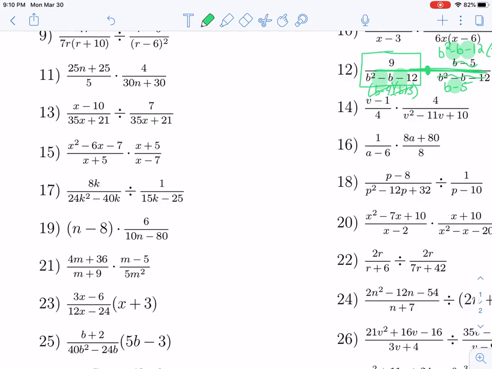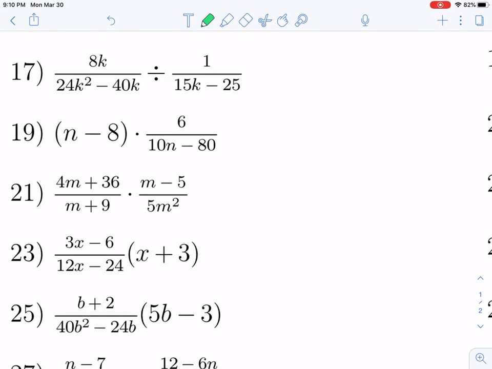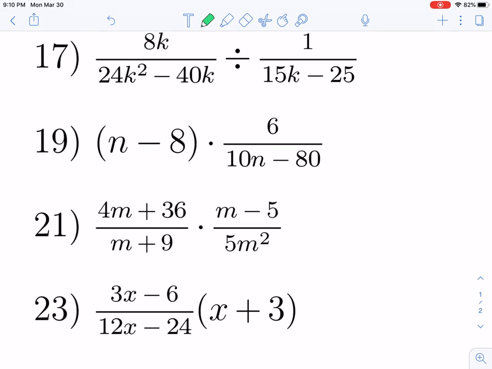Another question I got a lot on was something like 19 or 24, 23, 25. You have n minus 8 times 6 over 10n minus 80. Remember, we can write anything over 1. So this is really like just saying n minus 8 over 1 times 6 over 10n minus 80. You can pull out a 10 here. I can cancel my n minus 8s, and I'm left with just simply 6 over 10.